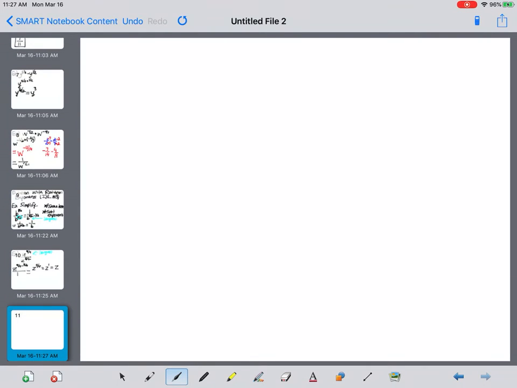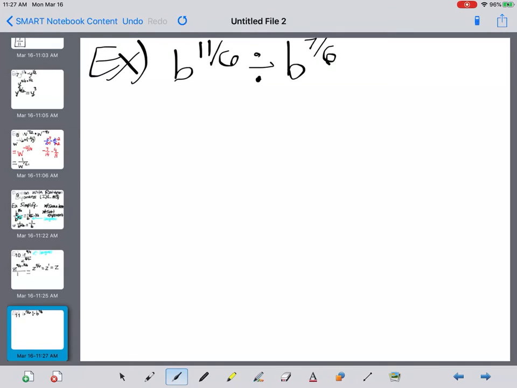All right, let's say that we have b to the 11/6 divided by b to the 7/6. Okay, so this one's written a little bit differently. So to make it a little less confusing for myself, I'm just going to write it as a fraction, because that's what we're more used to. But you really don't have to do this step.